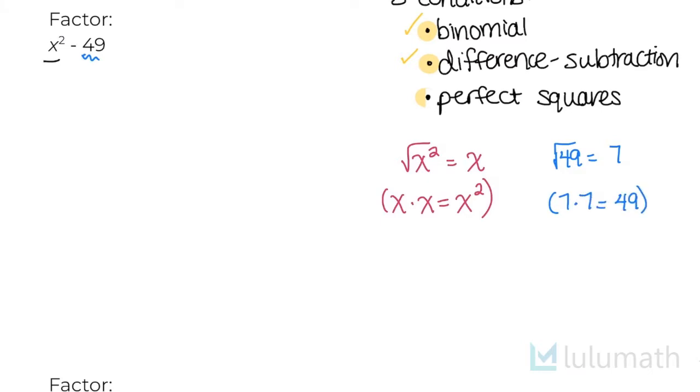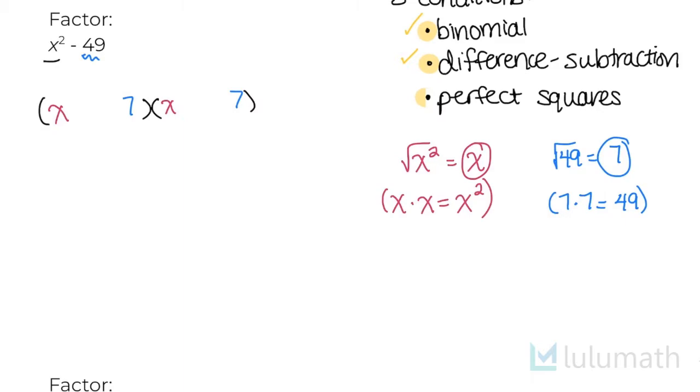So when I set up my binomial multiplied by my binomial, I know that this x right here is going to be my first term in both binomials. And then I also know that this 7 here is going to be my second term or my last term in both binomials. The nice thing about factoring differences of perfect squares is that once you can identify that they're differences of perfect squares, it's so easy to factor.